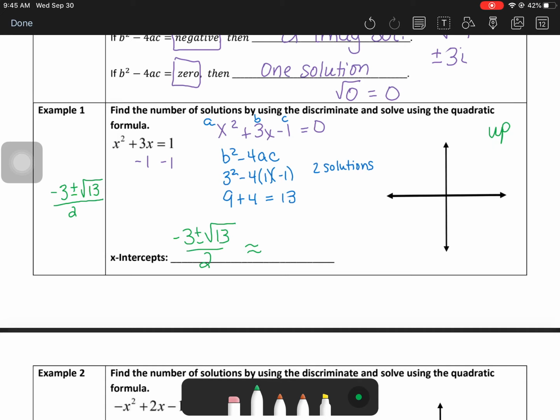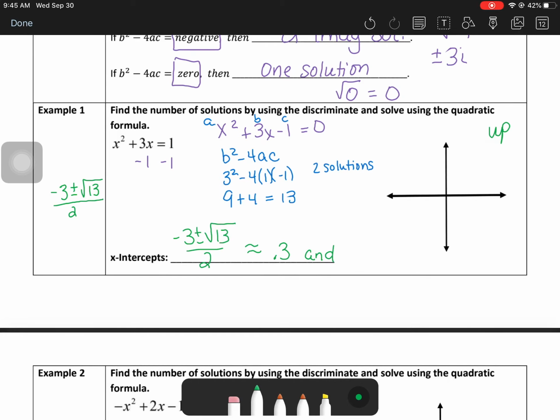So if you use your calculator and plug in the information, we'd have negative 3, first of all, plus the square root of 13. Make sure you press equals and then divide that by 2. So I get 0.30277, so about 0.3.